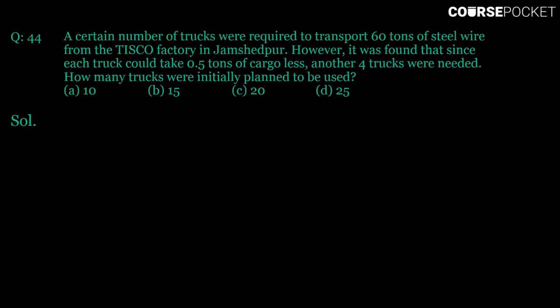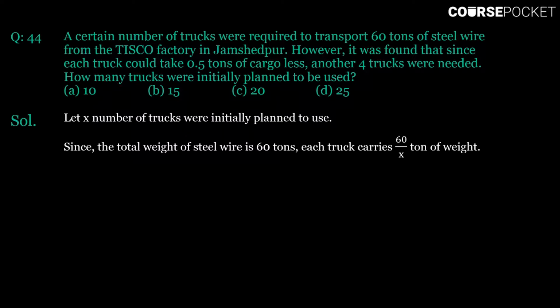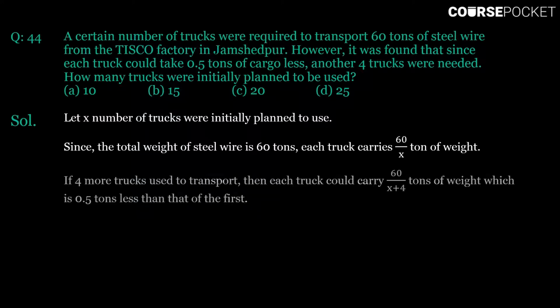So, we know the total load, which is 60 ton. Our aim is to find the number of trucks needed. As we don't know the number of trucks, let us take the number as X. So, X number of trucks were initially planned for use. Since the total weight of steel ore is 60 ton, each truck carries 60 by X ton of weight. Now, if 4 more trucks are used to transport, then each truck could carry 60 by X plus 4 tons of weight, which is 0.5 ton less than that of the first.